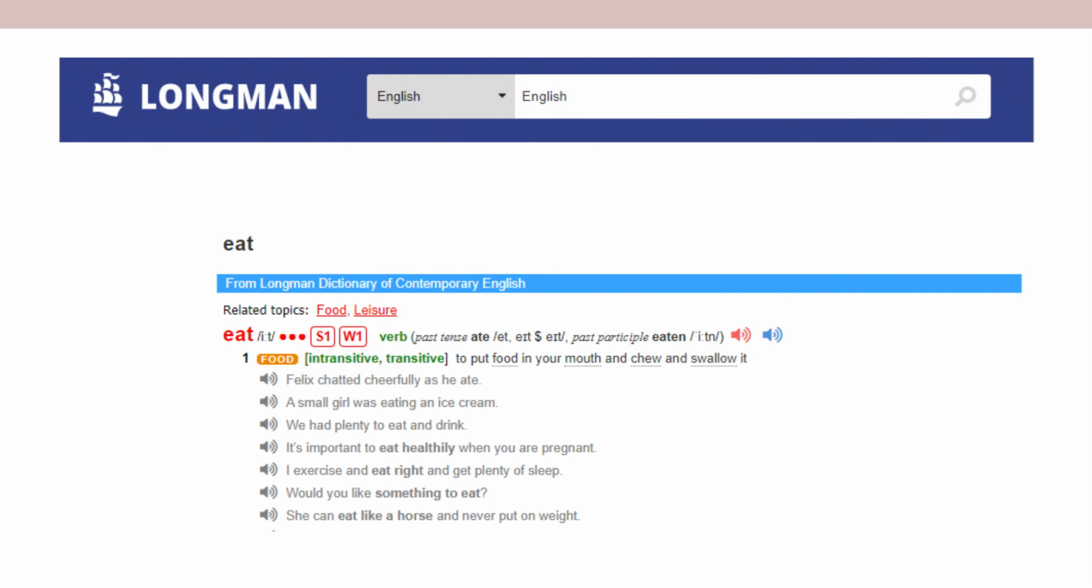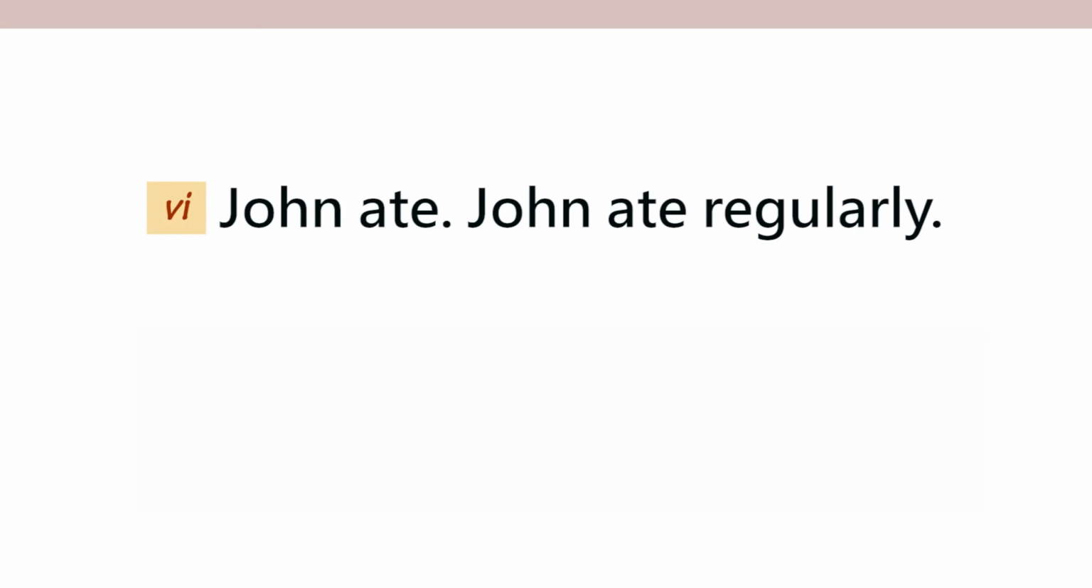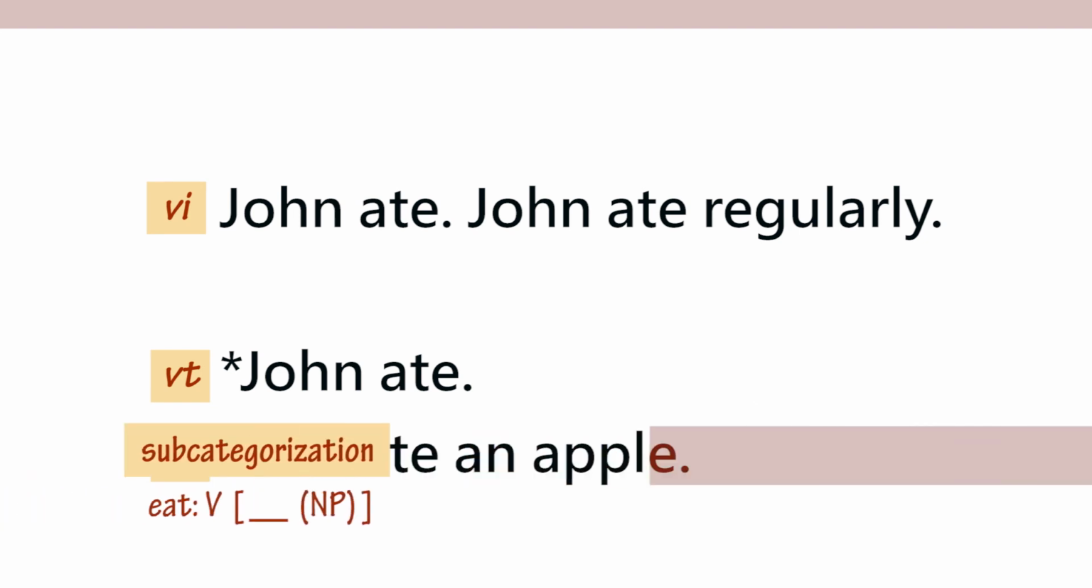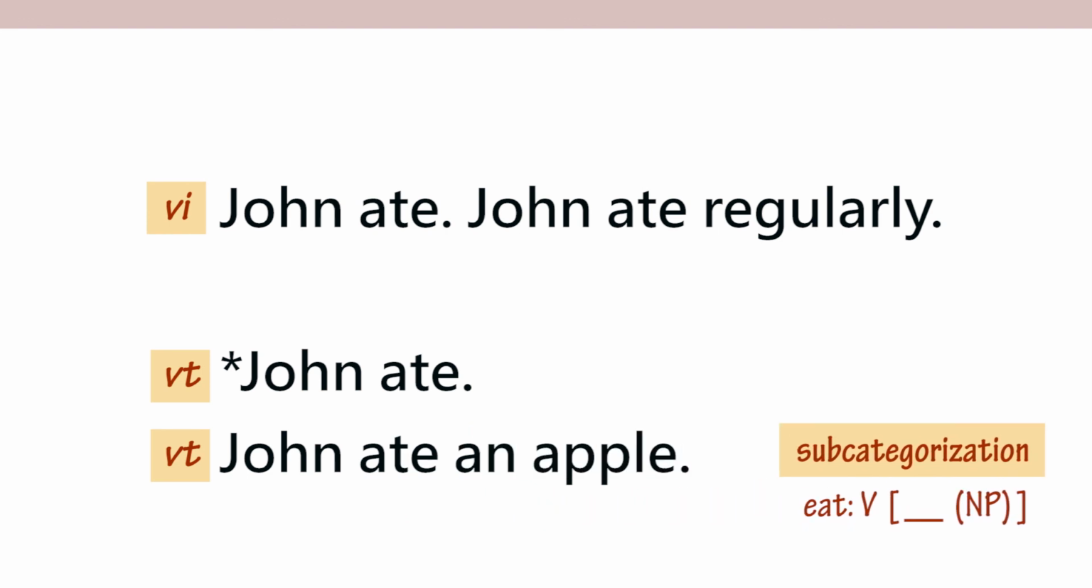So when you say eat, it means to have food. So John ate is totally okay. But if you use it in the sense of eating something, then if you just say John ate, that doesn't fulfill the subcategorization frame. You would need a noun phrase. You would ask, what did he eat? Then you can say John ate an apple. So in sense 2, when it's transitive, it requires a noun phrase. In sense 1, it doesn't.